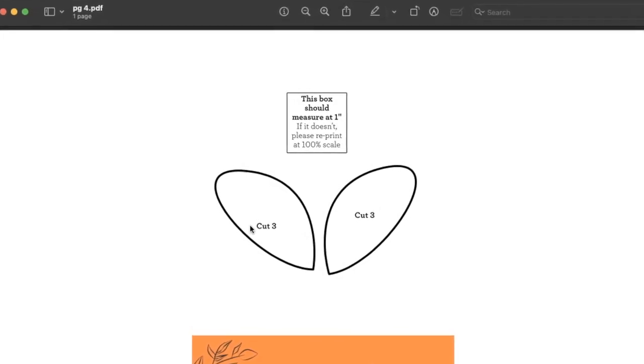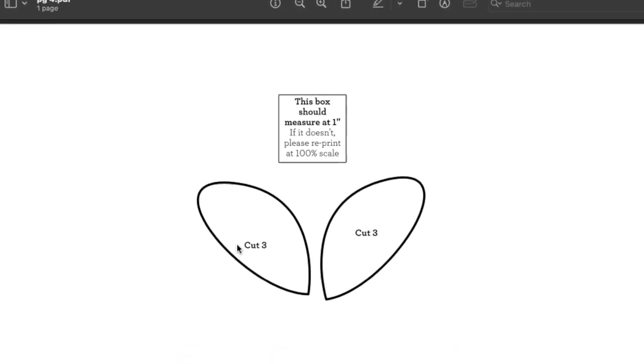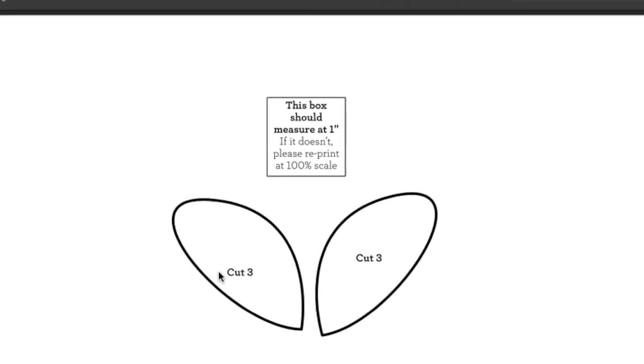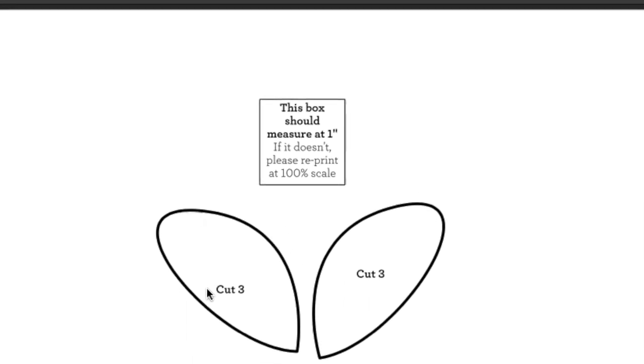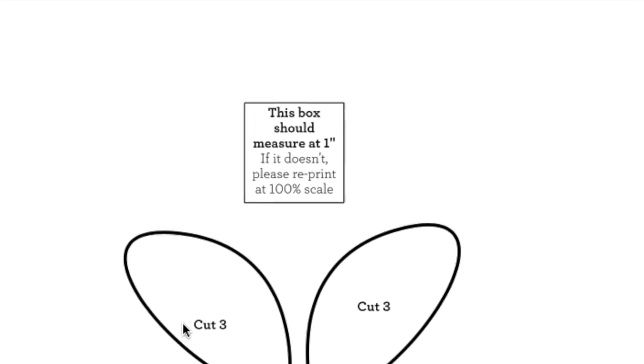Typically, there is a 1-inch box or a labeled box on your pattern to double check that your scale is correct. So always check that. And if your dialog box looks a little bit different than mine, that's okay. You're just looking for the scale area and making sure that it is set to 100%.